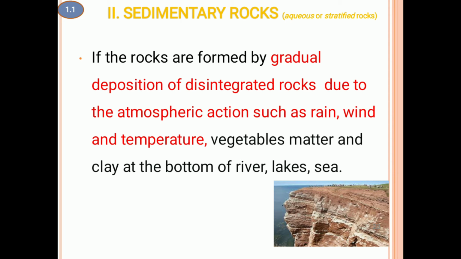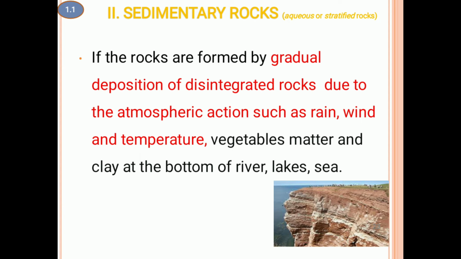Next comes the sediment rocks. These are rocks formed by gradual deposition of disintegrated rocks due to atmospheric actions such as rain, wind, and temperature, along with vegetable matter and clay at the bottom of rivers, lakes, and seas. The name itself says sediment. What is called sediment? Sediments are carried by water and deposited, and they come from the disintegration of igneous rocks. Once these rocks get disintegrated, they can be carried by wind, air, water, and other modes of transport, and accumulated in a vast area, where they will stay for many years.